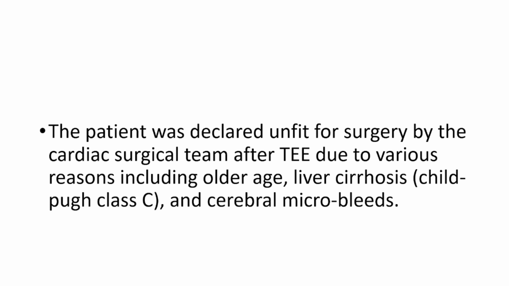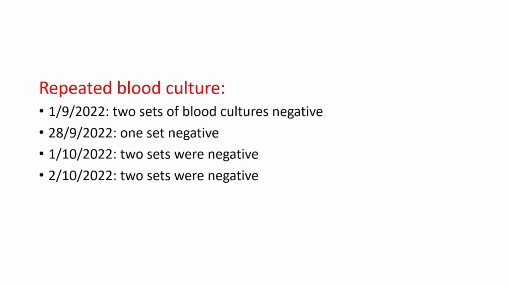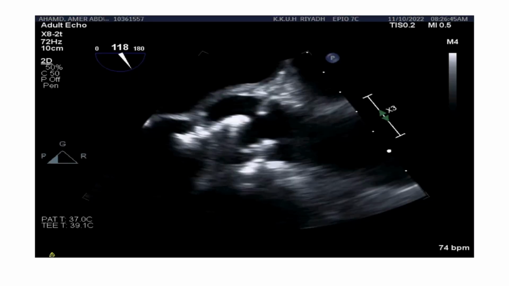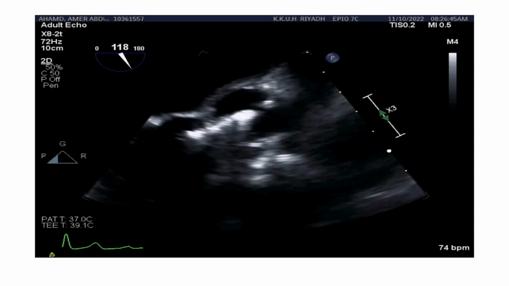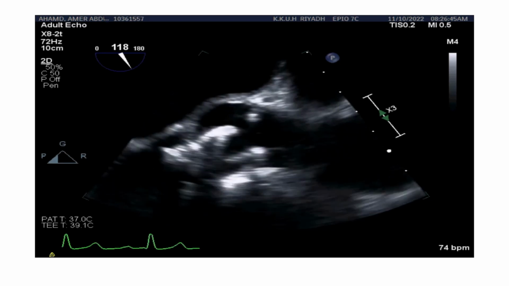So he had some bleeds in his brain. That's why the surgeon refused. Okay, so this is the first surgeon. We discussed again with another surgeon, the same story. His blood cultures you see in September, and at the end most of them are negative, and now we need to do something for this patient. Then we continued the antibiotic for another 2 weeks, and what will happen here?